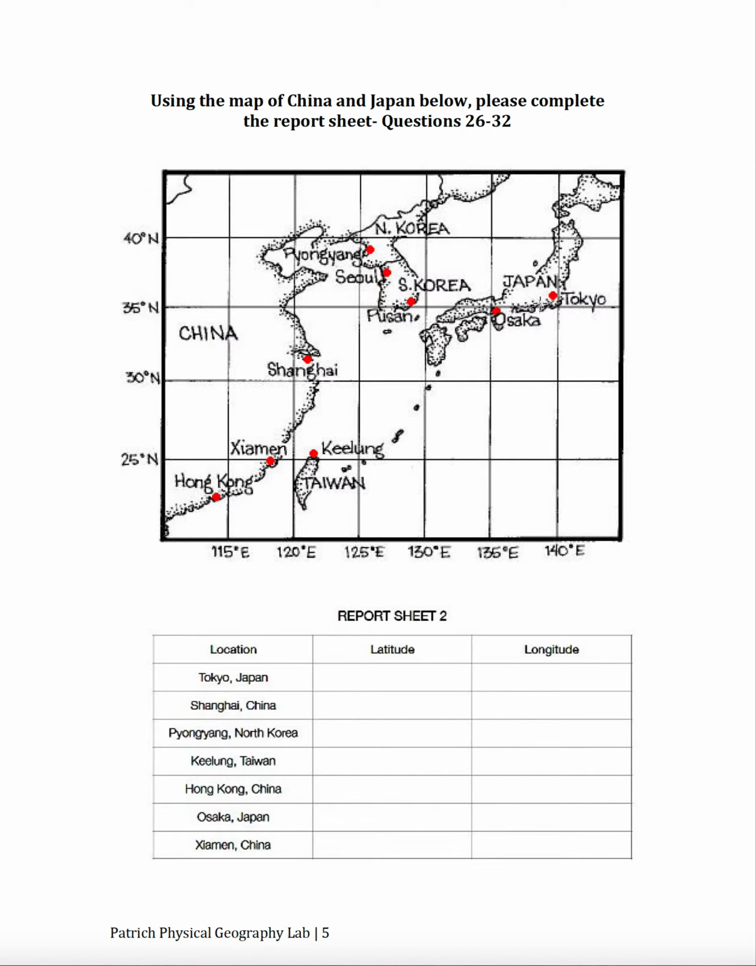And then I'm going to look at the longitude. Oh, it's right here. It intersects. There's 115, 120, 125, 130. It's probably closer to 139 degrees east. So my answer for this would be 36 degrees north and 139 degrees east as the approximate latitude and longitude of Tokyo, Japan.